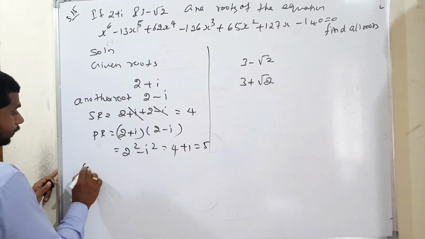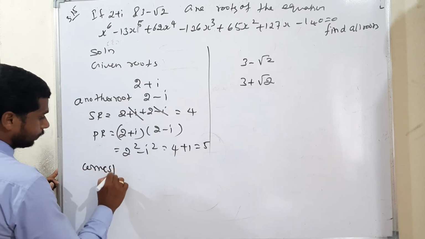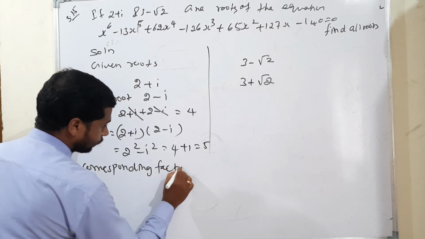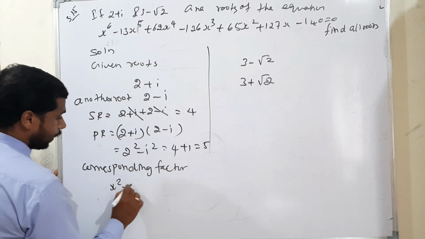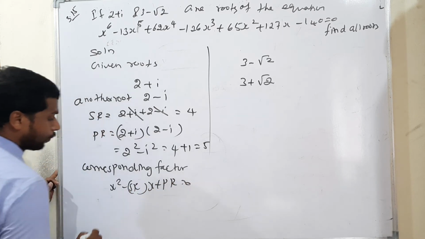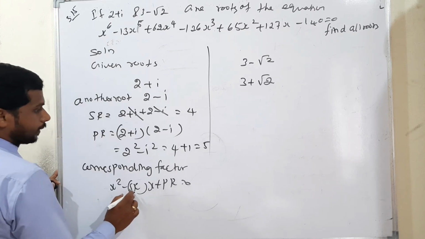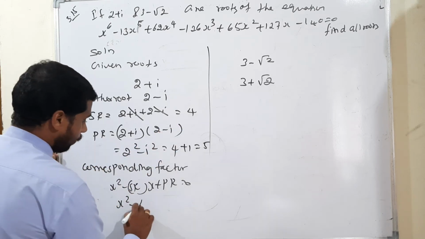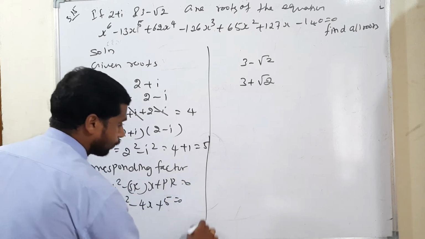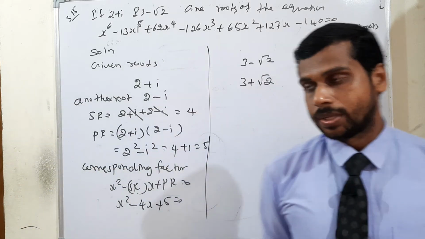Then the corresponding factor: x² − (sum of roots)x + (product of roots) = 0. Therefore x² − 4x + 5 = 0, with the sum found as 4 and the product of the roots equal to 5. First one is over. Moving to the second one.